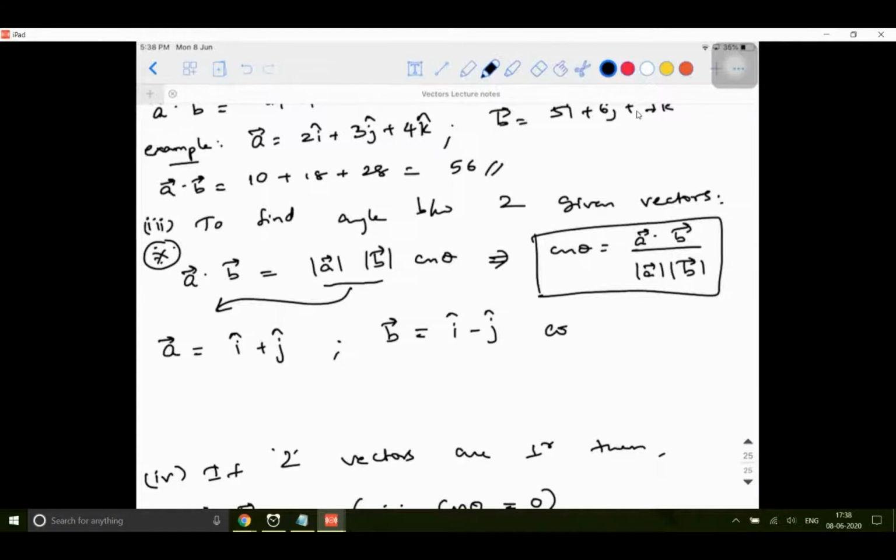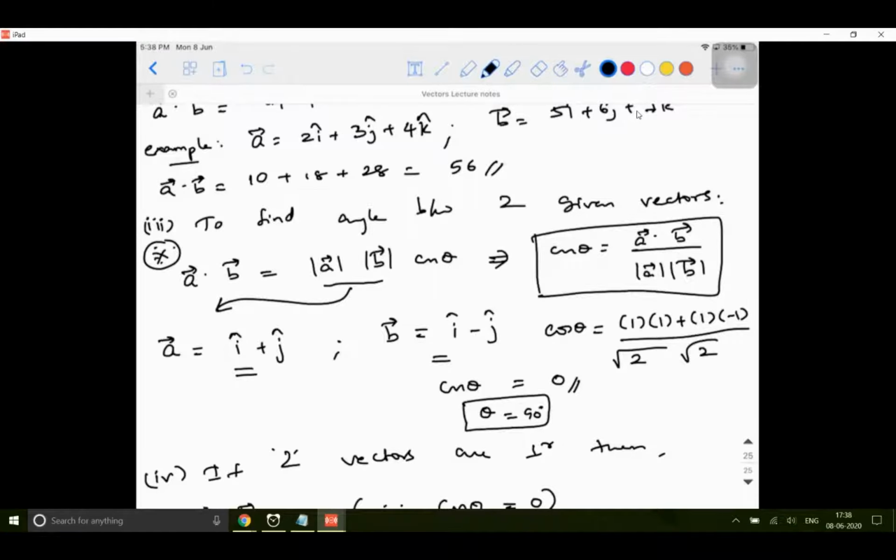But how do you get it? So cos theta will be equal to, what is the formula? A vector dot B vector. Since they are given in the standard form, it is 1 into 1 plus 1 into minus 1, divided by the magnitude of A vector, square root of 2, into the magnitude of B vector, root 2. So the numerator will be 0. So cos theta is equal to 0. Theta should be 90 degrees. So hence these two vectors are perpendicular to each other.